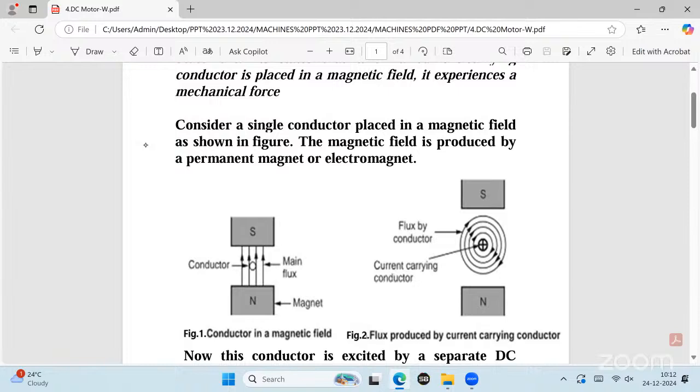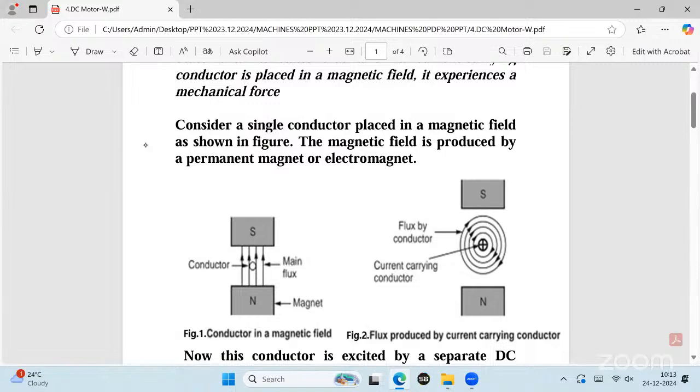First, we should have a magnetic field. Then the conductor should be placed in the magnetic field. Confirm. This is the first diagram. Now this conductor does not carry a current. This is a diagram with an electromagnet, north pole to south pole, and flux flowing, called main flux.